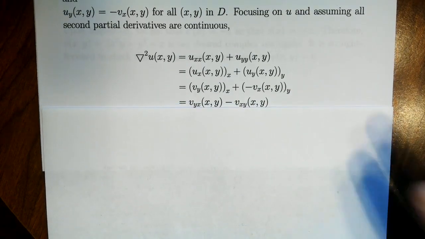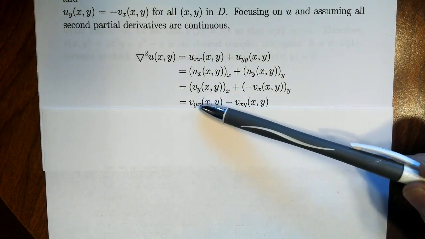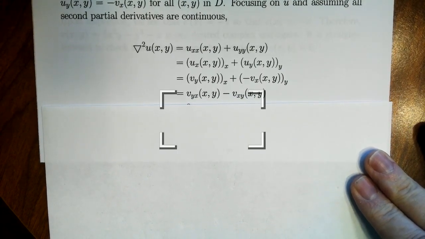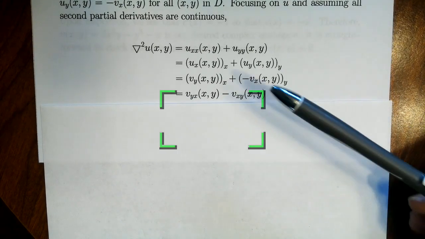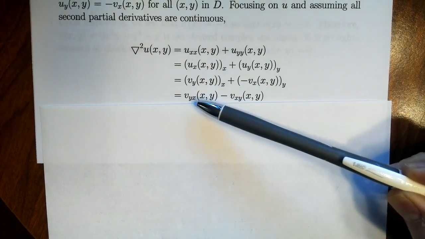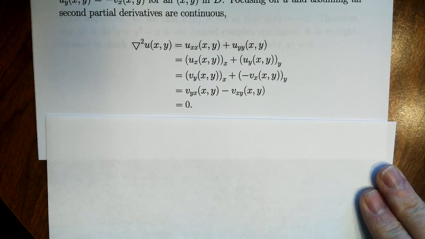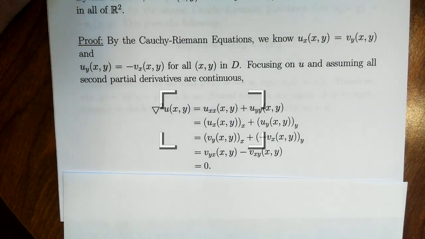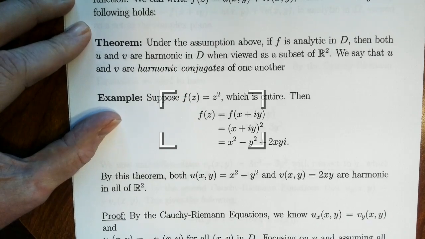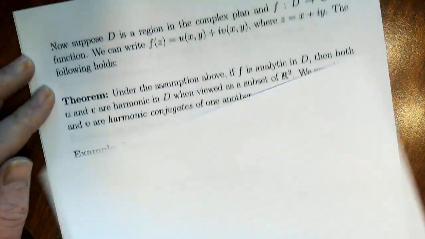Now notice what happens here. We're taking the partial of v with respect to y and then x. We're taking the partial of v with respect to x and then with respect to y, and we are subtracting the two. For most cases, the two mixed partials will be equal, in which case we get 0. So that tells us that if f is analytic, then its real part, u, has to be harmonic. The same proof actually works for the imaginary part of f.